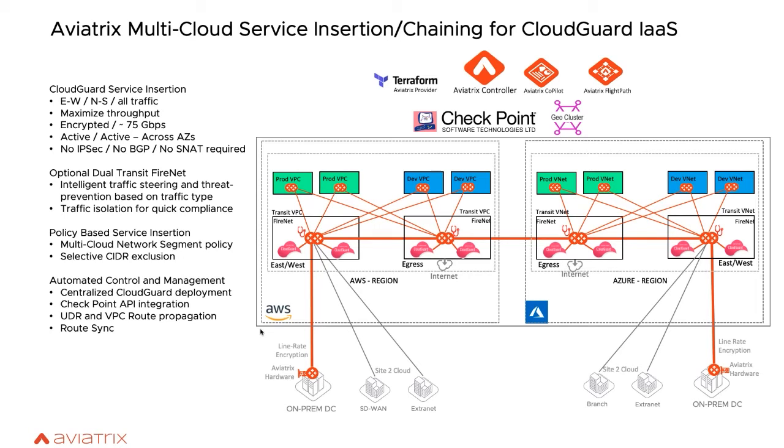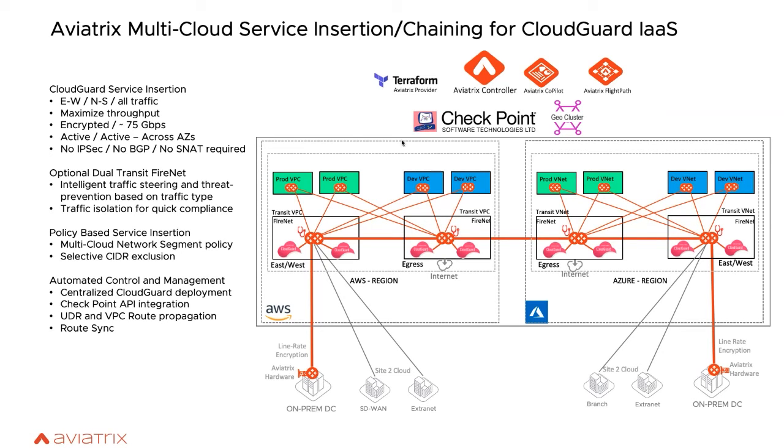It's a centralized CloudGuard deployment. You're not deploying these CloudGuards on a VPC to VPC basis. This is in a central place, which again is a very important aspect because now we are reducing the cost. We are talking about reducing cost as well, because I have seen cases where customers would deploy the firewall security gateways inside the VPC, and then obviously it complicates the design and it also increases the cost.